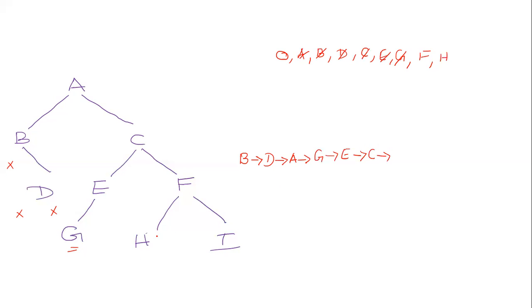So now here H is again the terminating node. When H is terminating, we are popping. So we will process H from the stack now, and that also will be processed immediately.